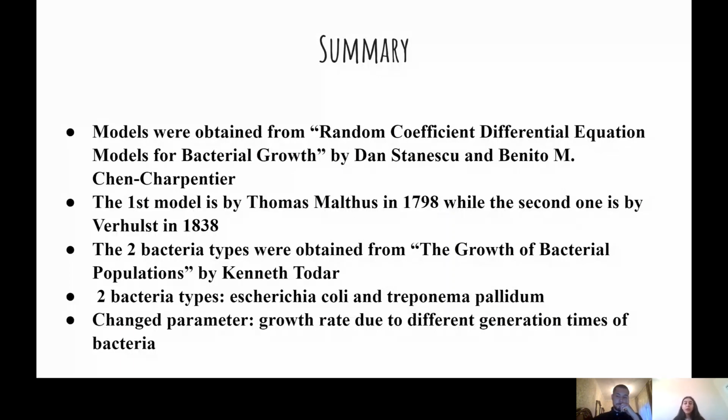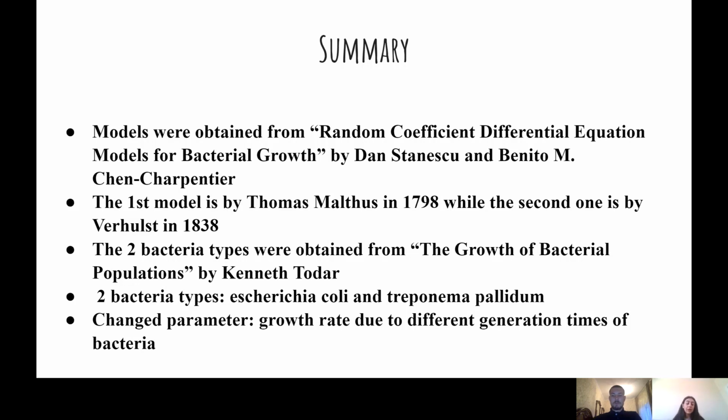So the models we got were obtained from an article called Random Coefficient Differential Equation Models for Bacterial Growth by Dan Stanescu and Benito M. Chen-Charpentier. The first model we're going to look at for the differential equations is by Thomas Malthus in 1798, while the second one is by Verhulst in 1838.